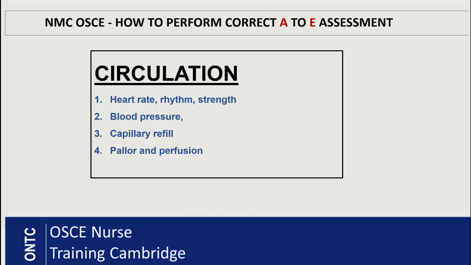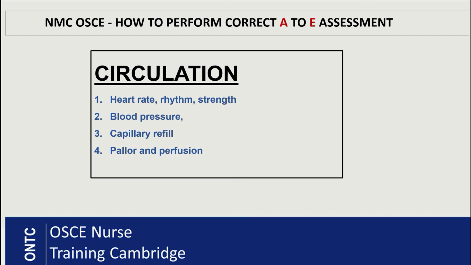Okay. Next one is circulation. Again, circulation is not only the heart rate and blood pressure. Okay, that's where nurses are failing. It's the full circulation check. So it's the heart rate. Then you need to say this is your heart rate. I've checked it. So you need to check the heart rate for 1 full minute and say what is the heart rate, what is the number of the heart rate.